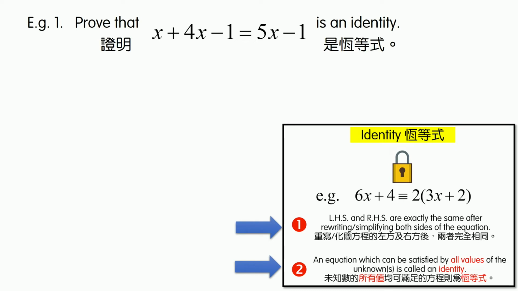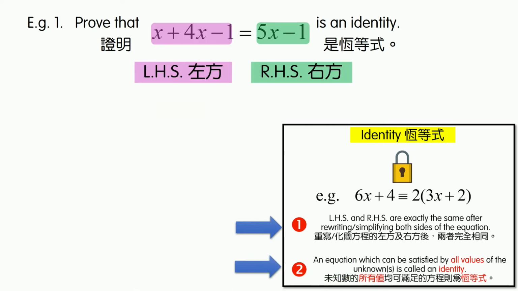There are an infinite amount of numbers. x could be a positive number, a negative number, a decimal, a fraction. There is no way to try all values of x. This means we need to prove using the first characteristic. Let us look at the equation that we have.